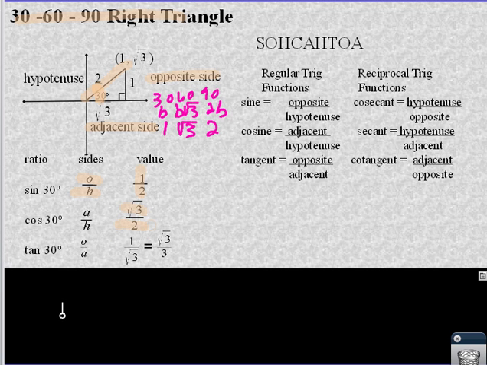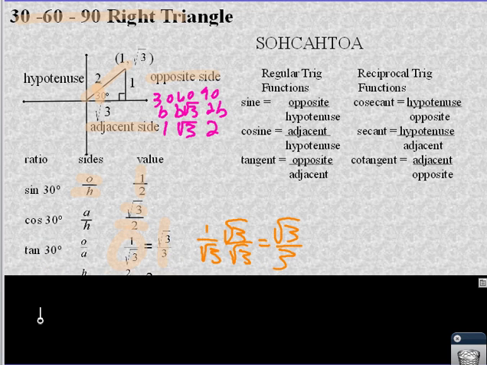The tangent is the one we have to rationalize. So we've got opposite, which is 1, adjacent, which is the square root of 3. And remember, multiply top and bottom by the square root of 3 to get the square root of 3 over 3. And this is the way in the book, anywhere you look online, if you looked up tangent of 30, you're going to see it written this way, not this way. So you have to rationalize.